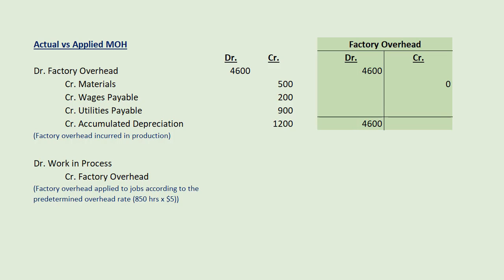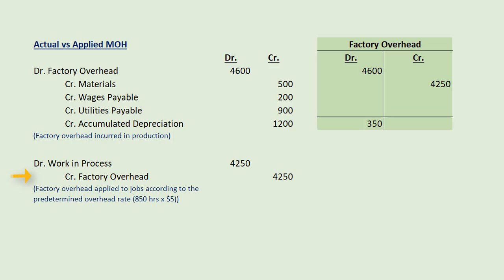Let's say direct labor hours are 350 hours and machine hours are 500 hours, totaling 850 hours, and $5 per hour is the rate. So $5 per hour times 850 hours equals $4,250. The journal entry to apply overhead is as follows. A debit to WIP, work in process, $4,250, and a credit to factory overhead.